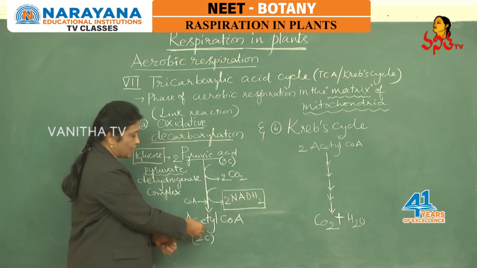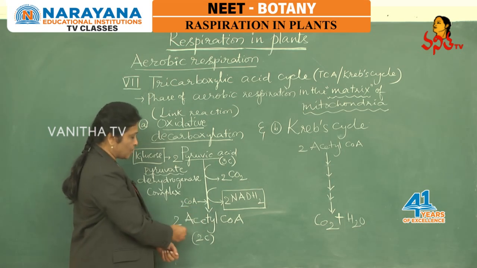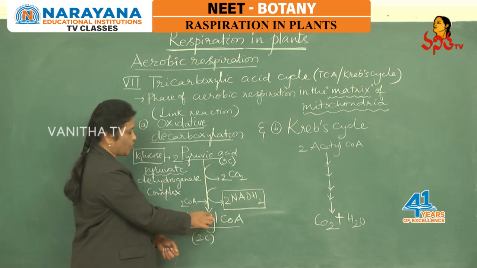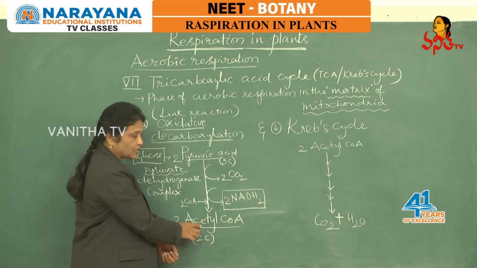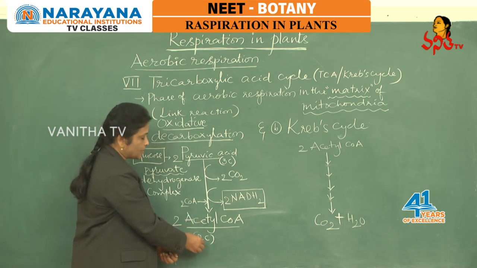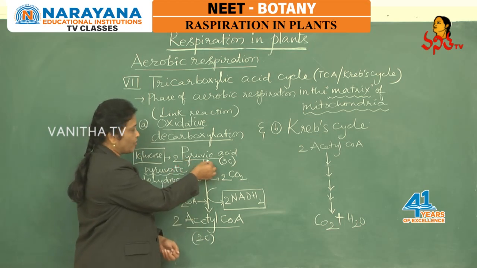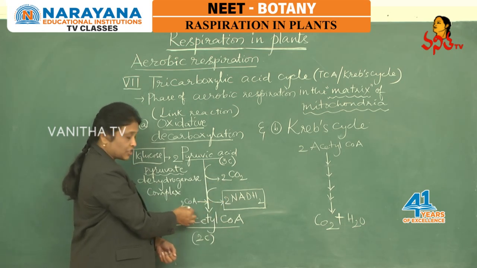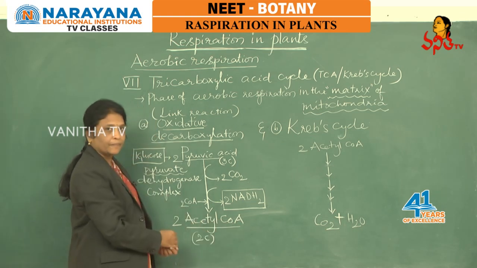Then finally coenzyme A is condensed to the product. So finally the product formed at the end of oxidative decarboxylation as well as condensation is acetyl coenzyme A, which is a 2 carbon compound. Here we follow that 2 molecules of pyruvic acid undergo decarboxylation, oxidation and condensation and form 2 molecules of acetyl coenzyme A.